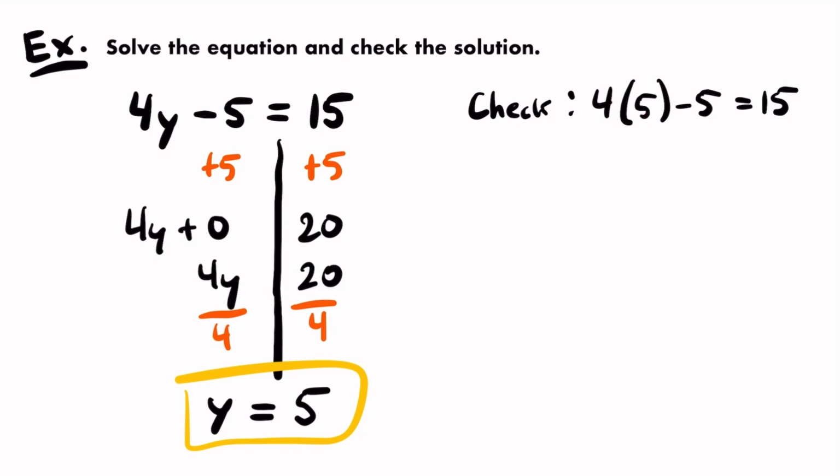Simplifying, 4 times 5 is 20, so we have 20 minus 5 equals 15, and 20 minus 5 is 15, so we have 15 equals 15, which is true. And so y equals 5 is the solution to this equation.